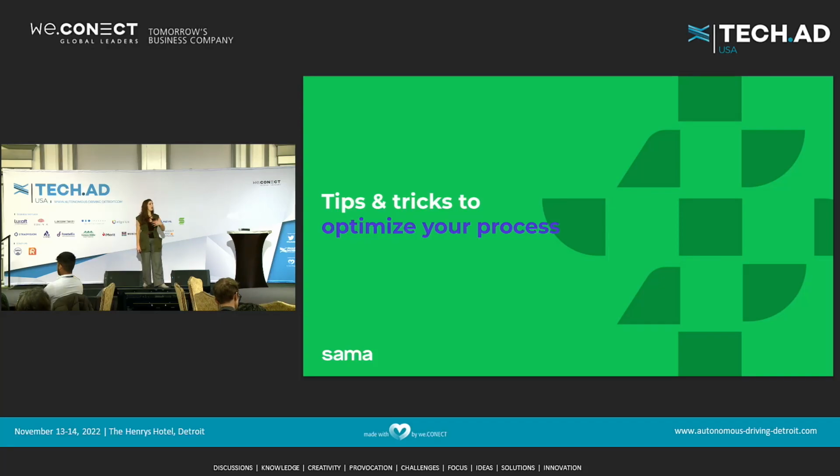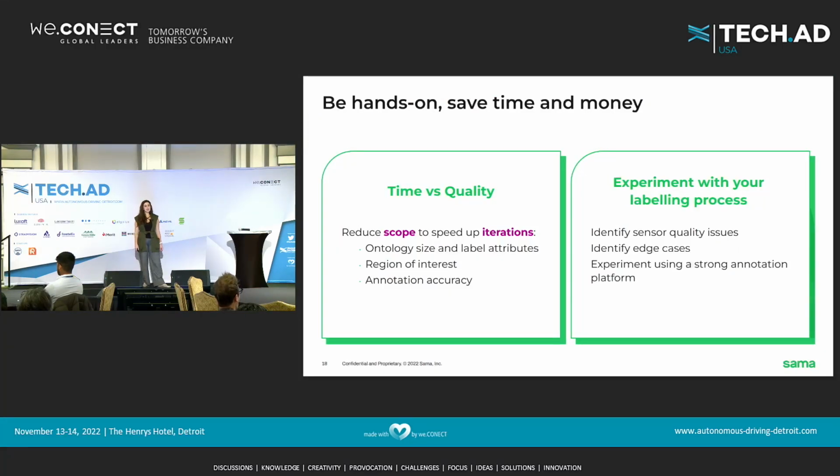Now that we went through what is noise and how to define the right quality strategy, let me give you some tips and tricks to optimize the process based on my experience working on this side of the fence for the last few years. And the first thing is to be hands-on, save time and money. I'm going to swap the cards. So first, experiment with your labeling process. That's going to give you everything that you need to identify all the issues in a much speedier way.